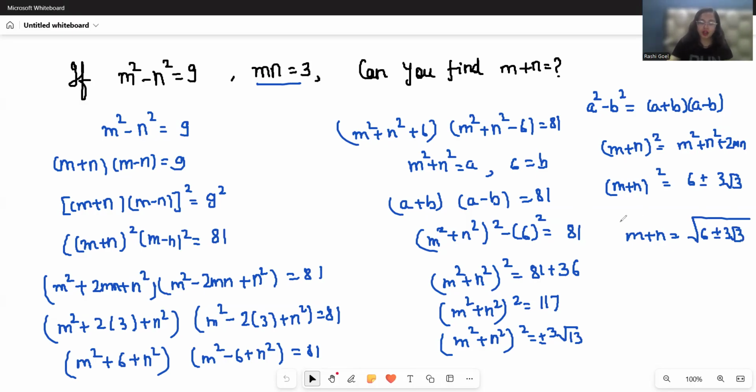What looks like two unknowns is actually one expression away from the answer. So m plus n is under root 6 plus minus 3 root 3. Elegant, right? So stick with me for more problems like that, that look tough but crack beautifully with identities.